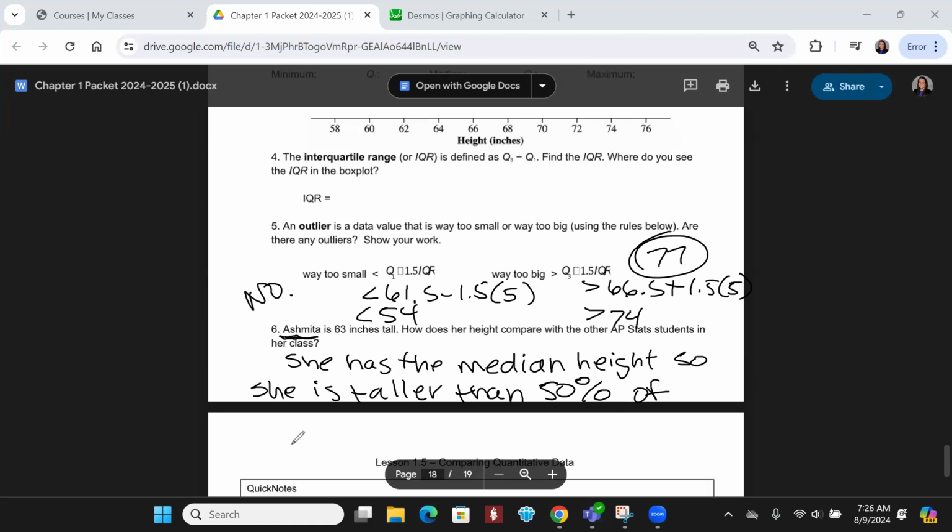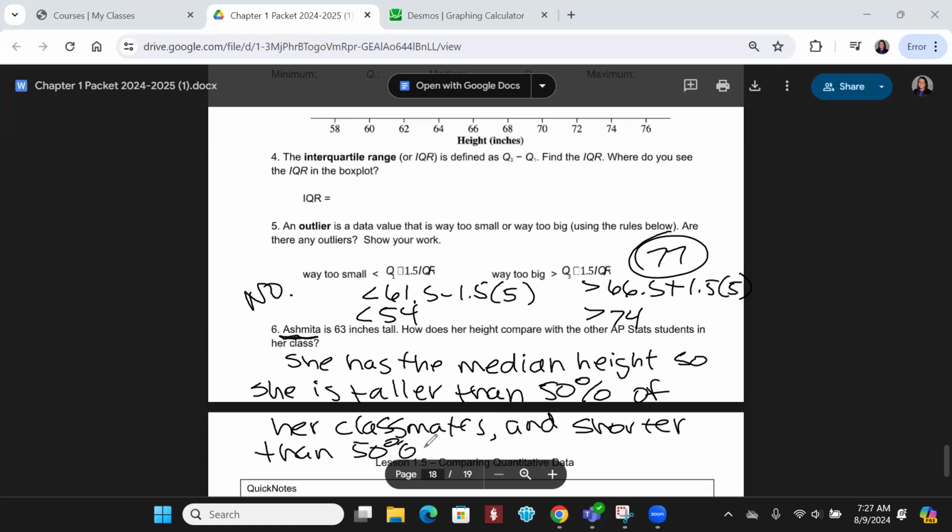Of her classmates. And she's shorter than how much? Shorter than 50%.